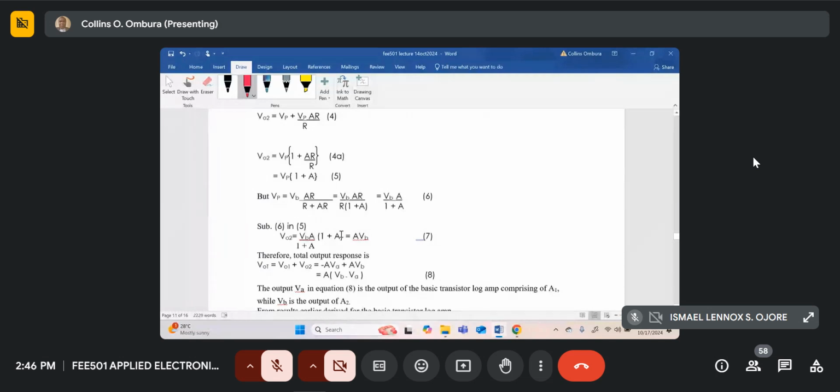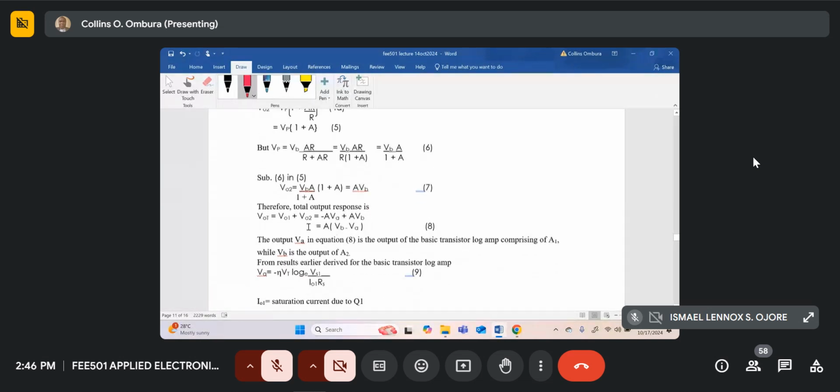So this 1 plus A in the numerator will cancel with 1 plus A. Then all I'll get will be AVB. So V naught 2 is just AVB, which is 7. And therefore, the total response of the circuit is V naught 1 plus V naught 2. V naught 1, we got as minus A into VA. And V naught 2 is AVB. So we can get the total response as A into brackets VB minus VA.